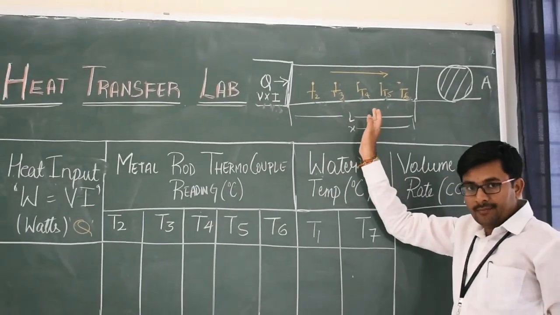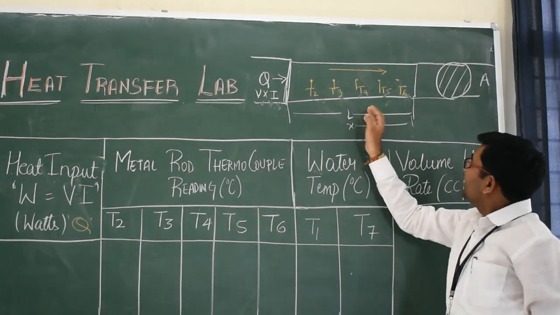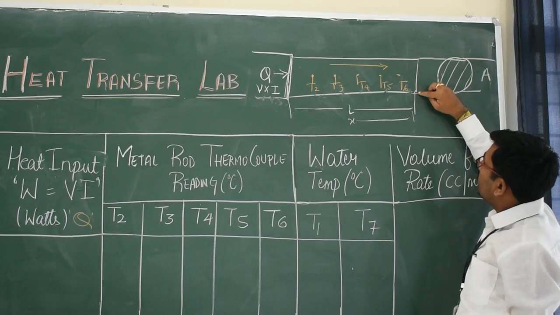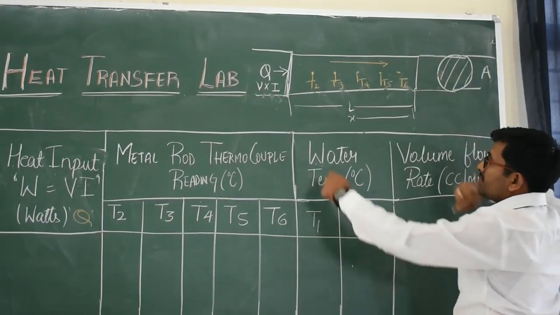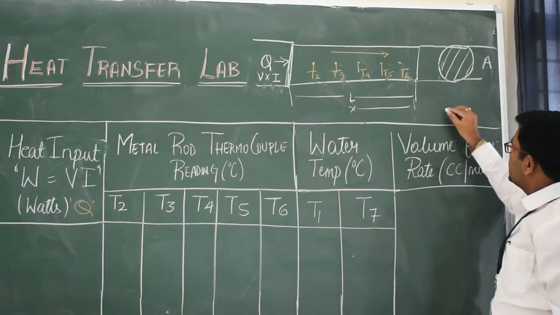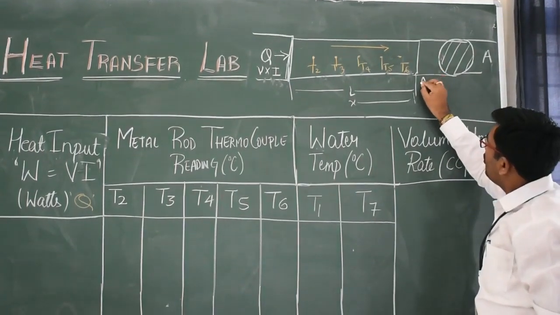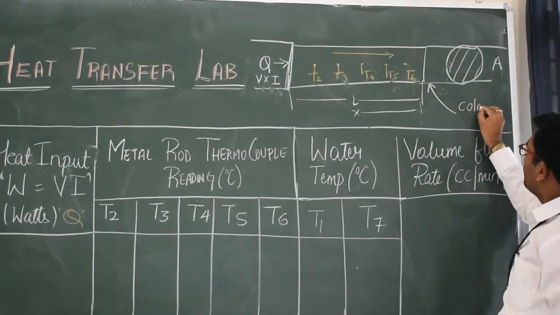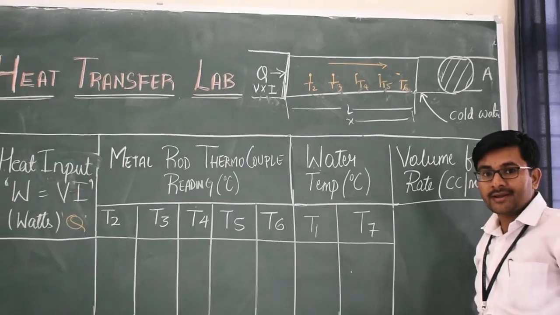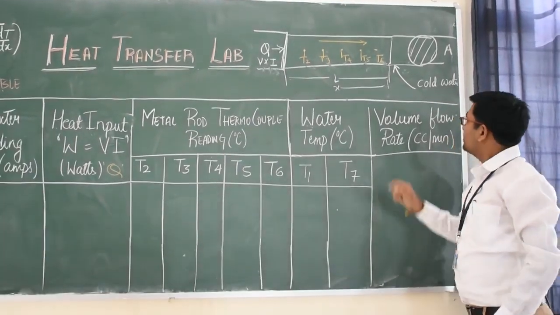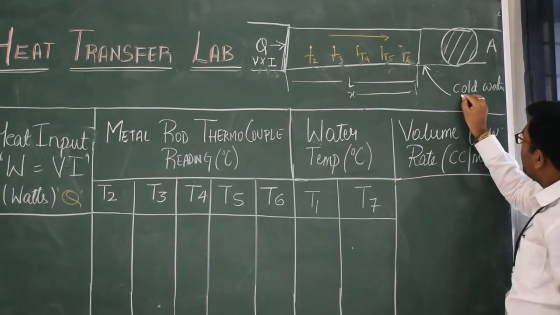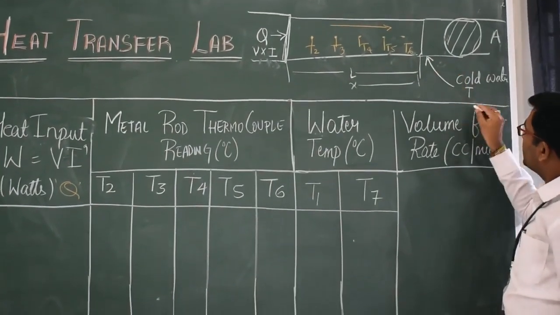And after some time, after steady state, this end will get heated. Now we need to calculate how much heat is transferred from one end to the other end. So what we do is, we send some cold water, because the specific heat of water is high, it will absorb more energy, and it is cheaply available in nature. So we will supply cold water.